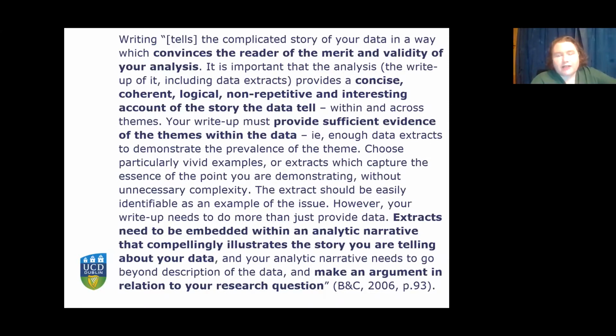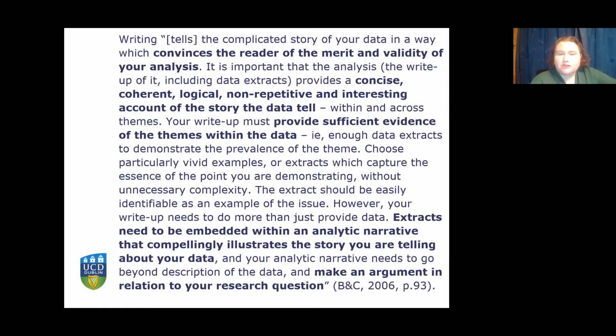No one will ever challenge a statistician to be interesting. But with qualitative research, there is that expectation. You have to provide sufficient evidence of the themes within the data. You must reassure the reader of your interpretation, the credibility of it, by showing them those quotes. And then the second to last piece is the one that actually challenges me and excites me. Extracts need to be embedded within an analytic narrative that compellingly illustrates the story you are telling about your data.